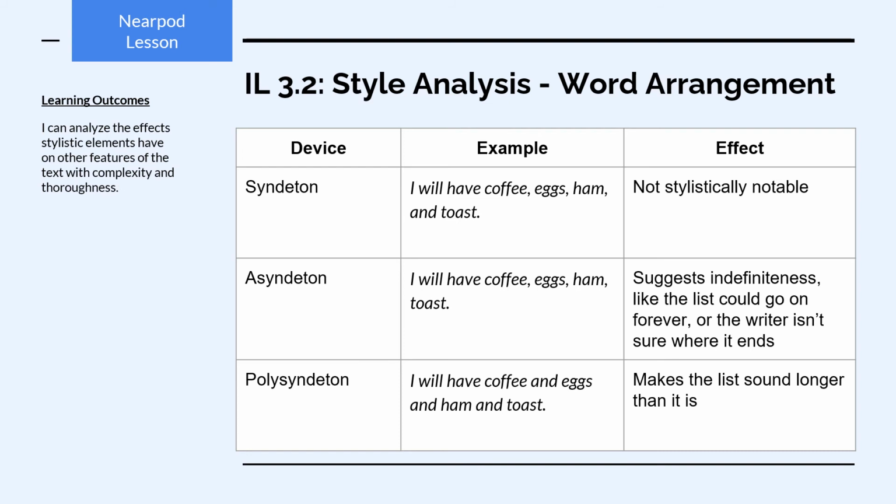I will have coffee and eggs and ham and toast. Right away, this one's the most kind of jarring to read. It's certainly the slowest to read because of the unnecessary and redundant conjunctions that are in there. But by forcing the use of so many conjunctions, it makes the list sound longer than it actually is because it takes a longer time to read it. It physically slows it down.